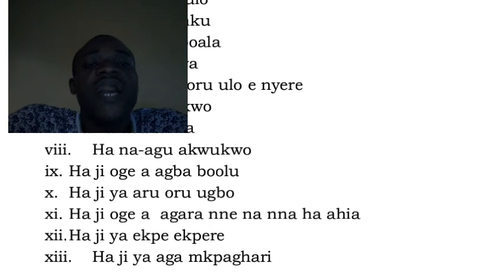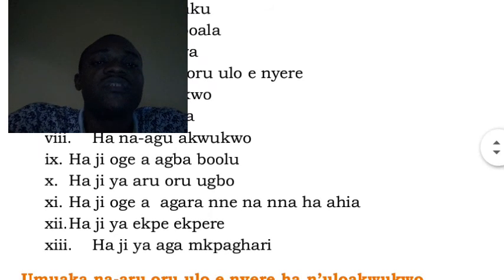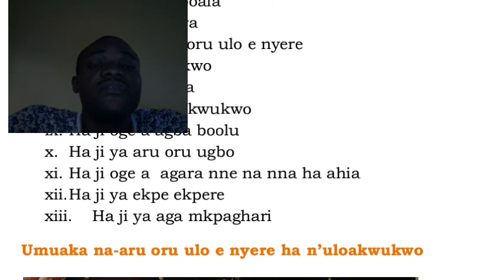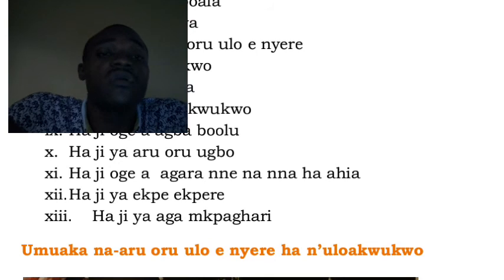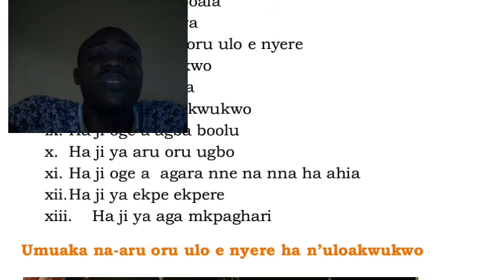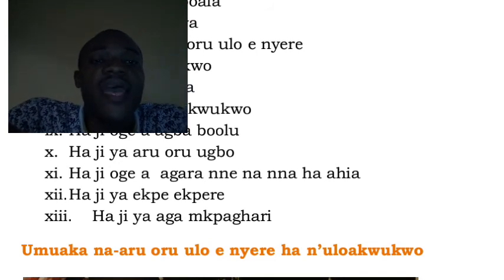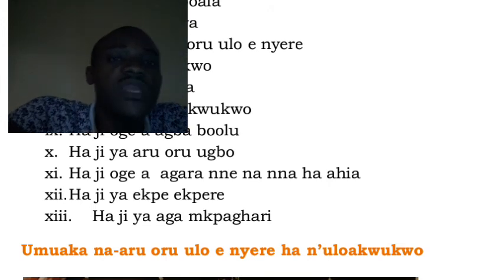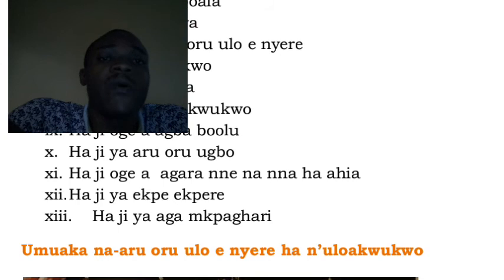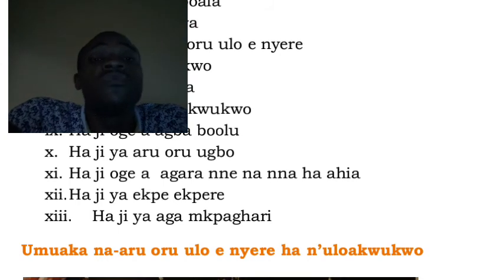The next one is ha ji ya arụ ọrụ ugbo. Some of them that are in the village, they use this holiday season to do farm work, to do agricultural work. Then the next one is ha ji oge a agara nne na nna ha ahịa. They use, especially the adult ones, this period to go to the market on behalf of their parents to buy some certain things for them or for the family.